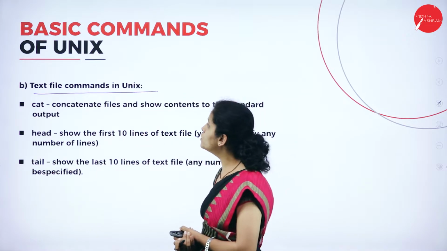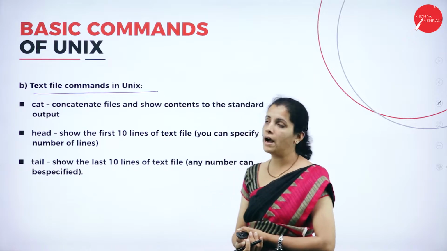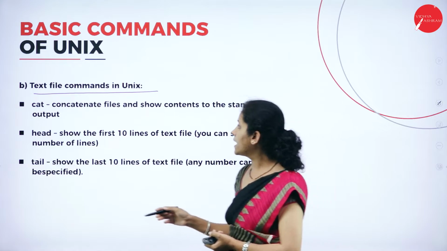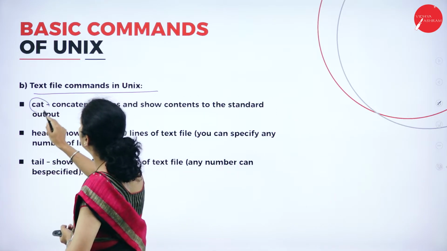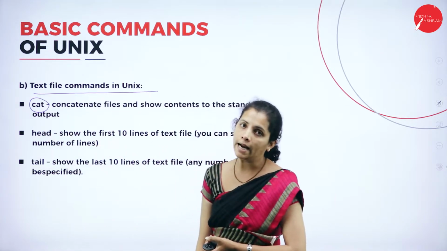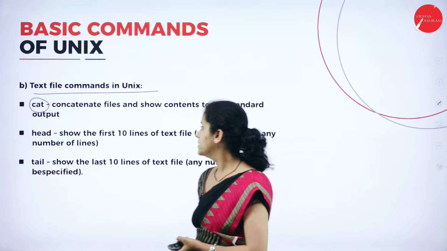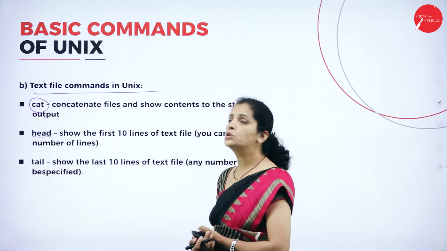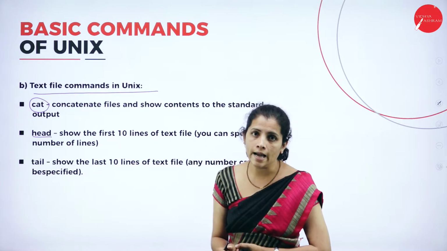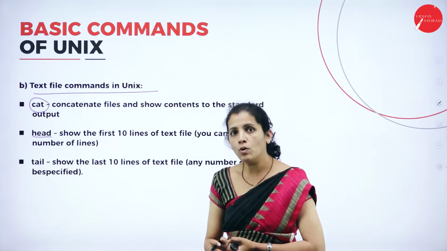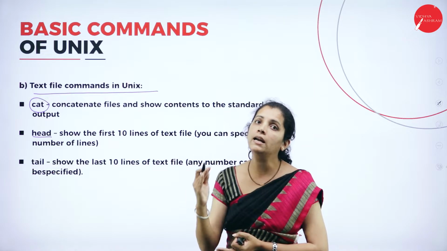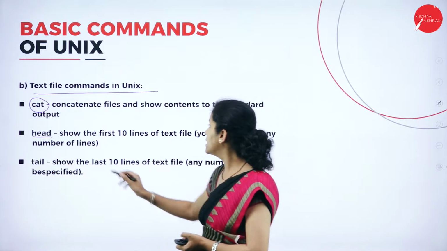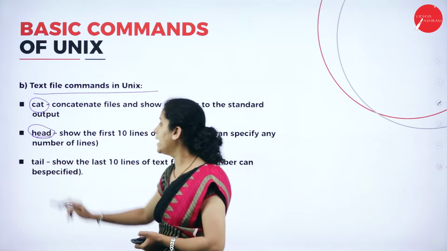Suppose I want to concatenate any file and show the content of that file, then I can use the command called cat. Concatenate and display the output. Now head. This is also a command used to show the first 10 lines. Think that in my program I have 100 lines and I just want to display only 10 lines. At that time I can go with head.